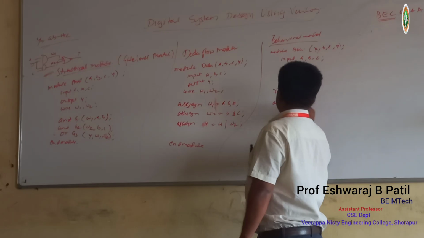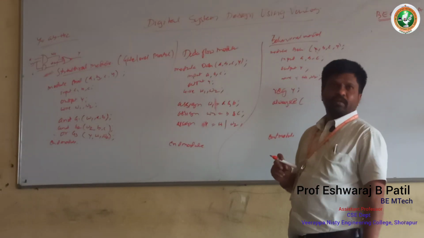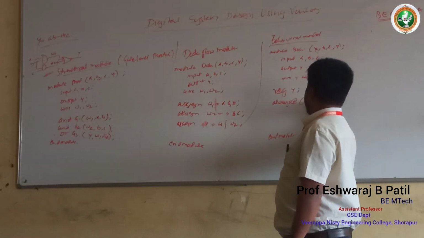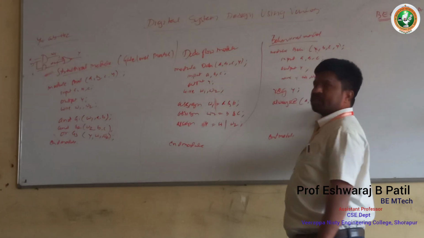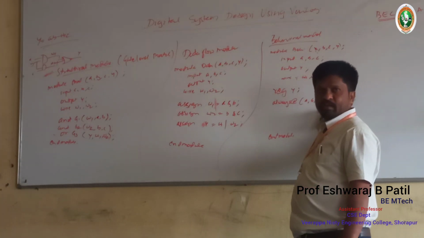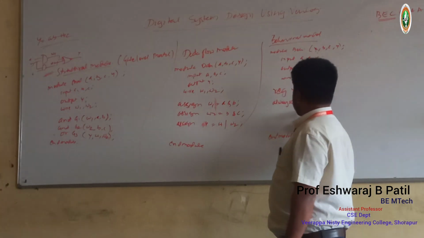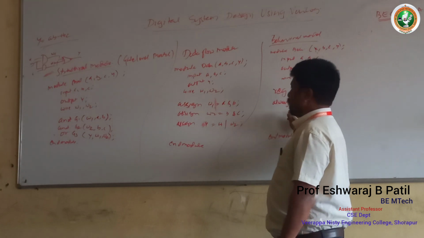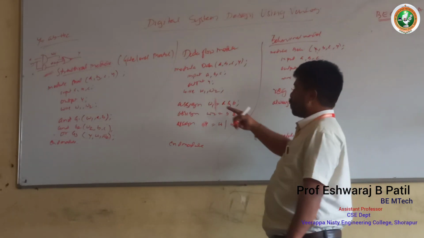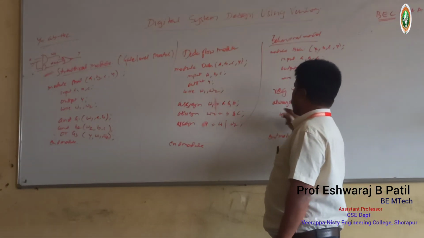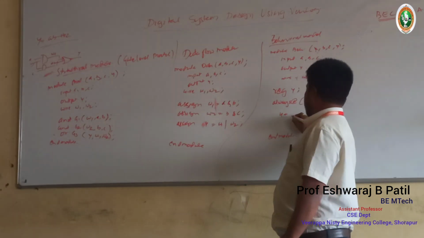Always at the rate, you have to write here the inputs. What are those inputs? A comma b comma c. Don't write any semicolon here. After this, I have to write some logic. What is the logic for the output directly? Y equals ab plus bc.